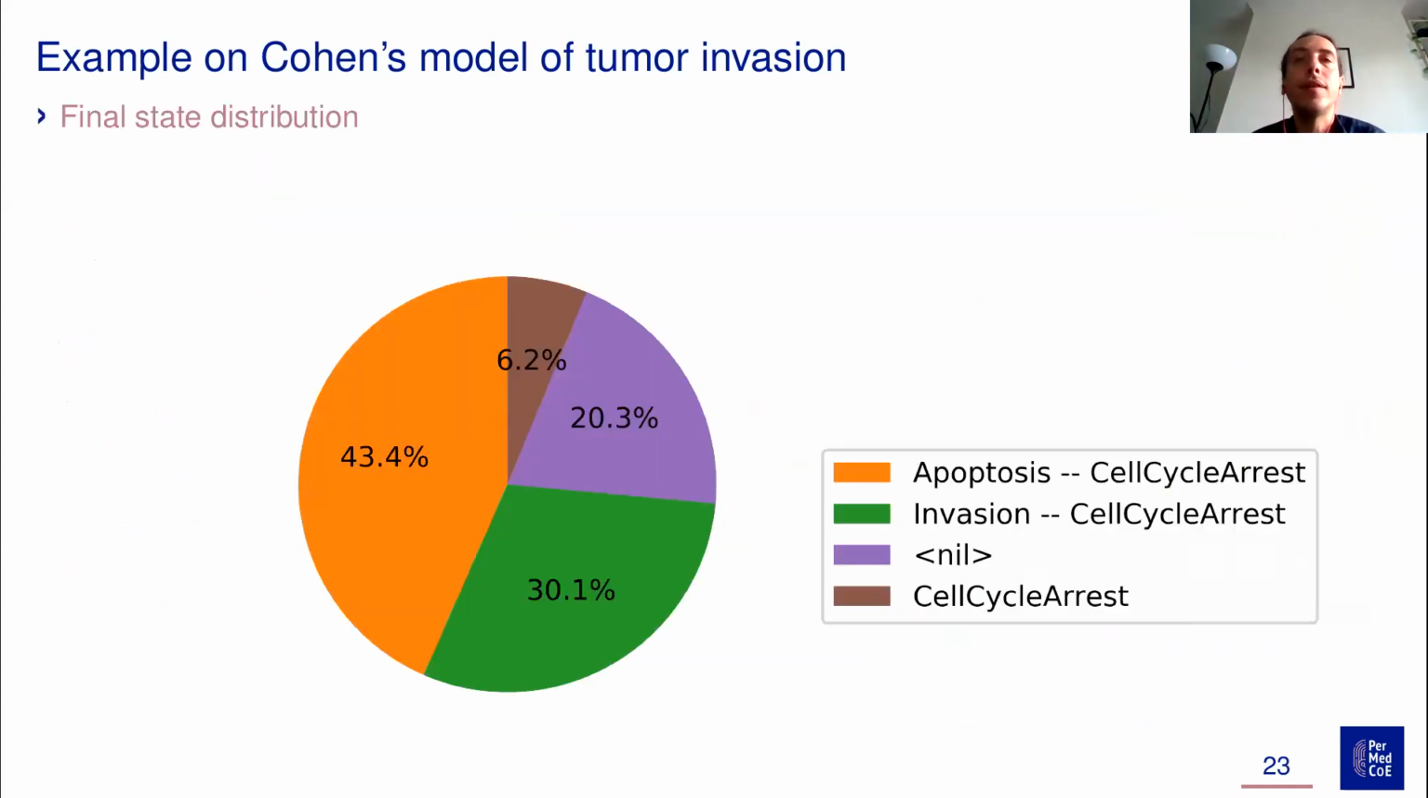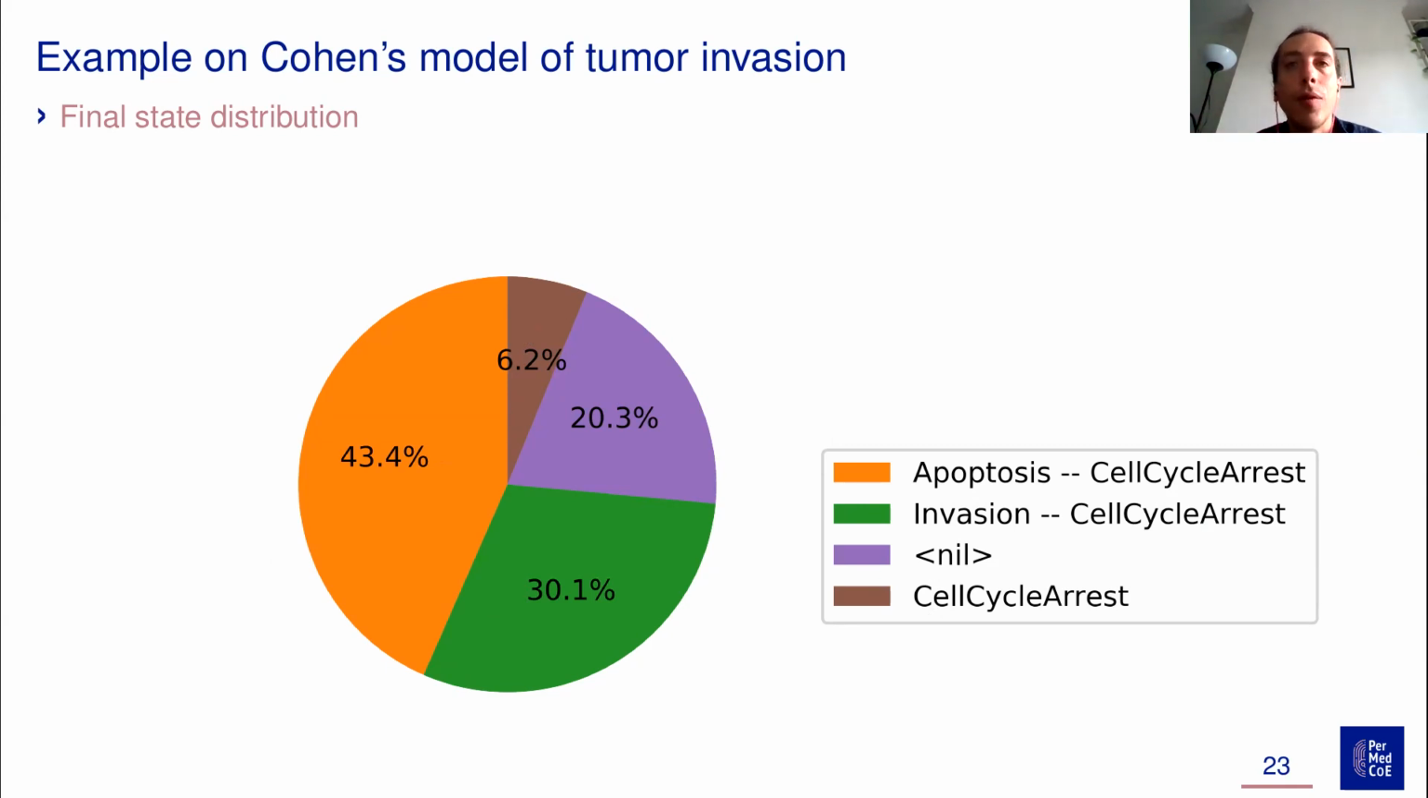So if we simulate this model with the default simulation, we obtain this final state distribution. We have mainly apoptotic cells which have stopped their cell cycle, around 43%. We also have around 30% of cells which are invading. We have 20% of cells which are at homeostasis and will keep proliferating, basically, because their cell cycle is not arrested. And 6% of cells where the cell cycle is arrested.